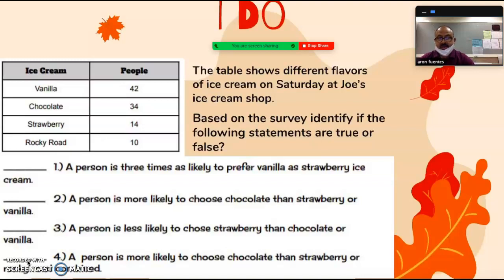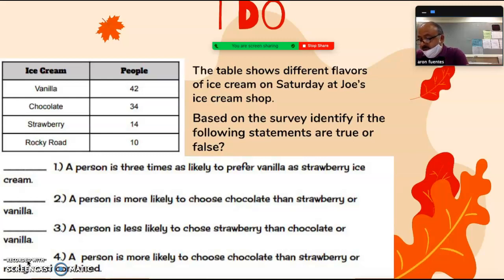And here is our I do. Now, at this time, I need you to follow along and write down the steps and procedures on how to solve a problem like this one for probability. I'm going to start by reading the problem, then I will talk through the problem as I solve it, and just follow along and take notes, please.